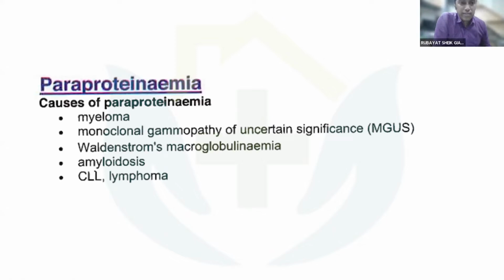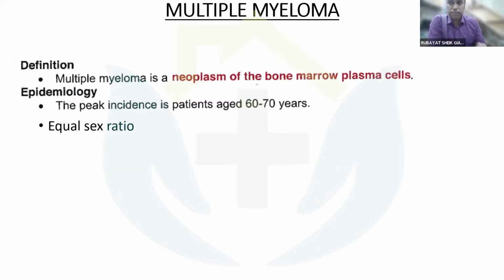So we know that there are some conditions where excess amounts of abnormal proteins are formed. They are called paraproteinemias, right? We all know multiple myeloma. We all know MGUS, monoclonal gammopathy of uncertain significance, Waldenstrom's macroglobulinemia. These are important topics for MRCP hematology, especially. Okay. So let's go through multiple myeloma first.